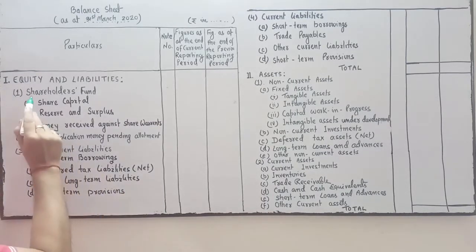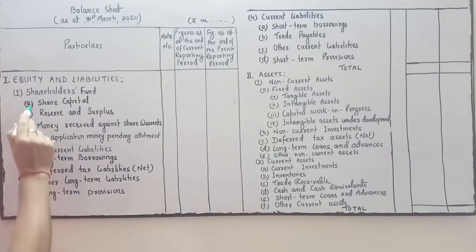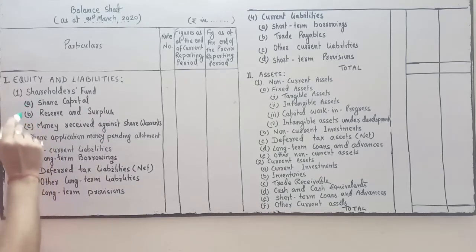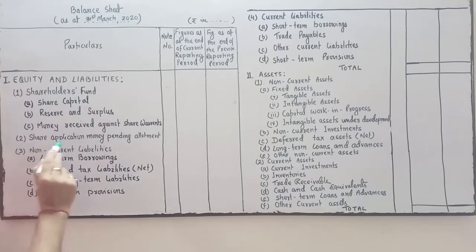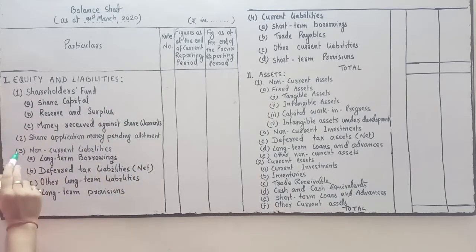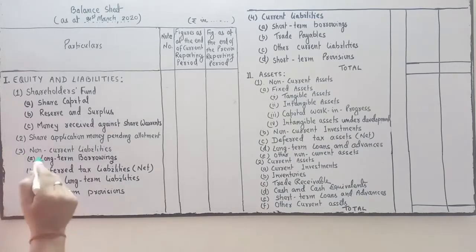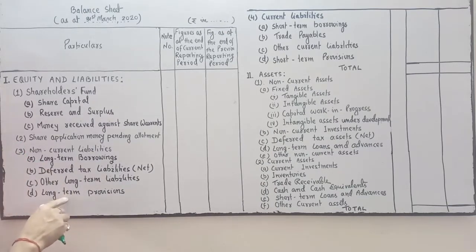So under the shareholders fund, there are the 3 items in sequence like this, in the same sequence. Thereafter share application money pending allotment, next item. Third item is non-current liabilities. Under non-current liability, the 4 items are here, and these items will be in the same sequence. We can't do the changes that this long-term provision will be here and this will be there.